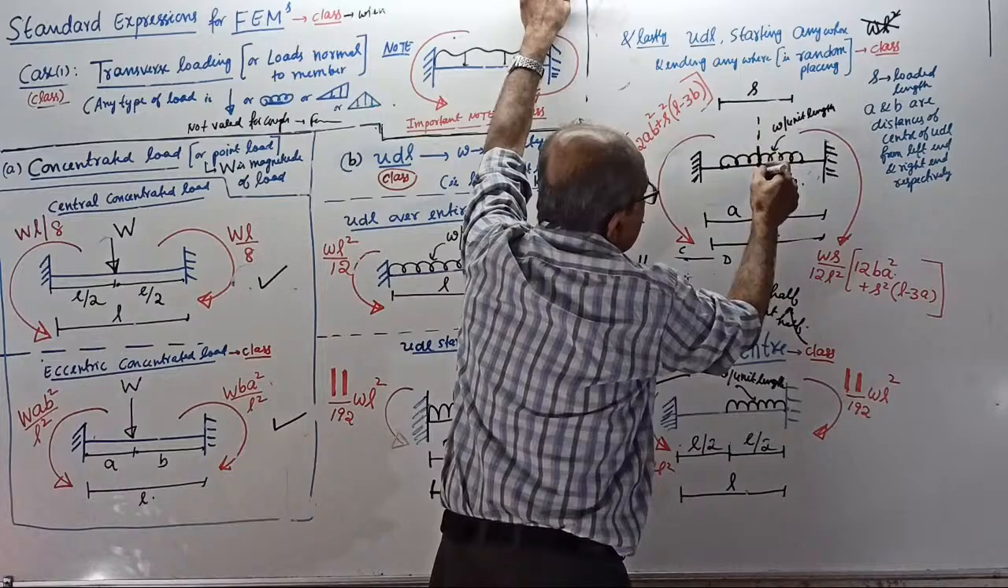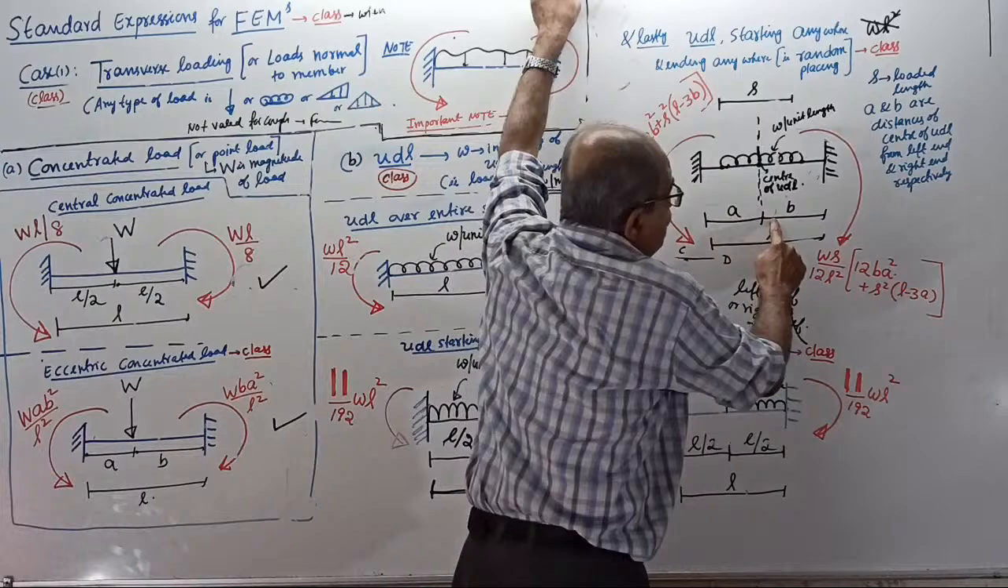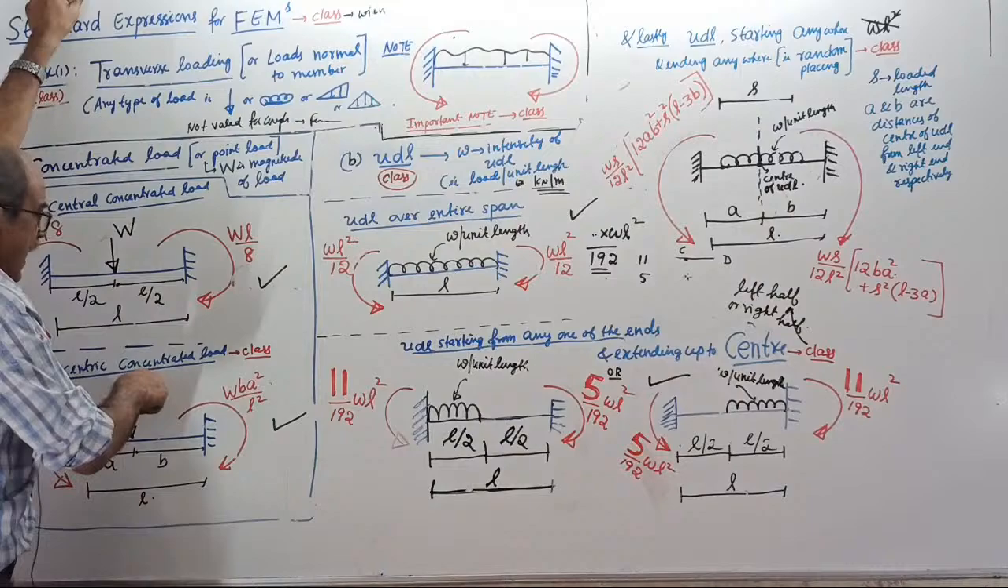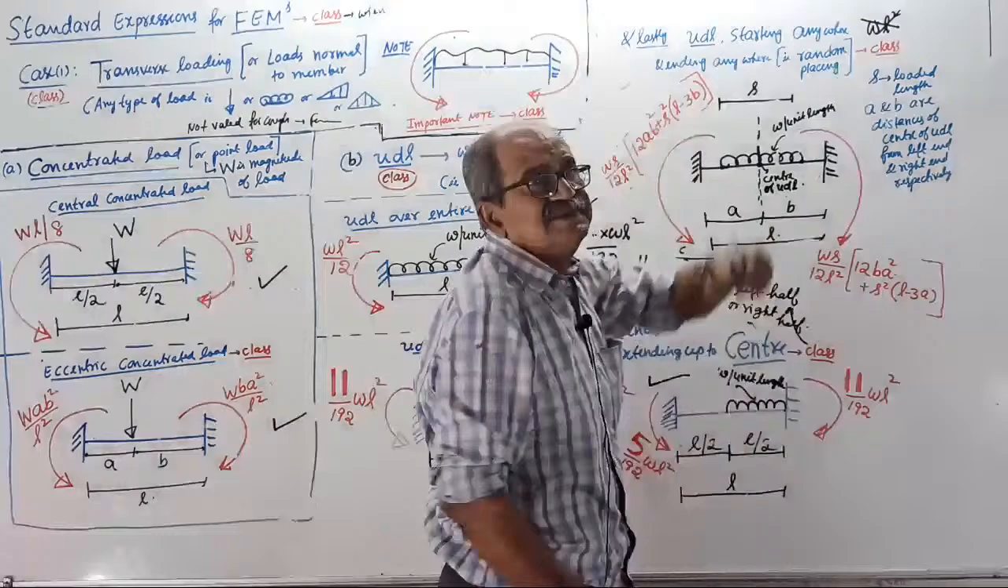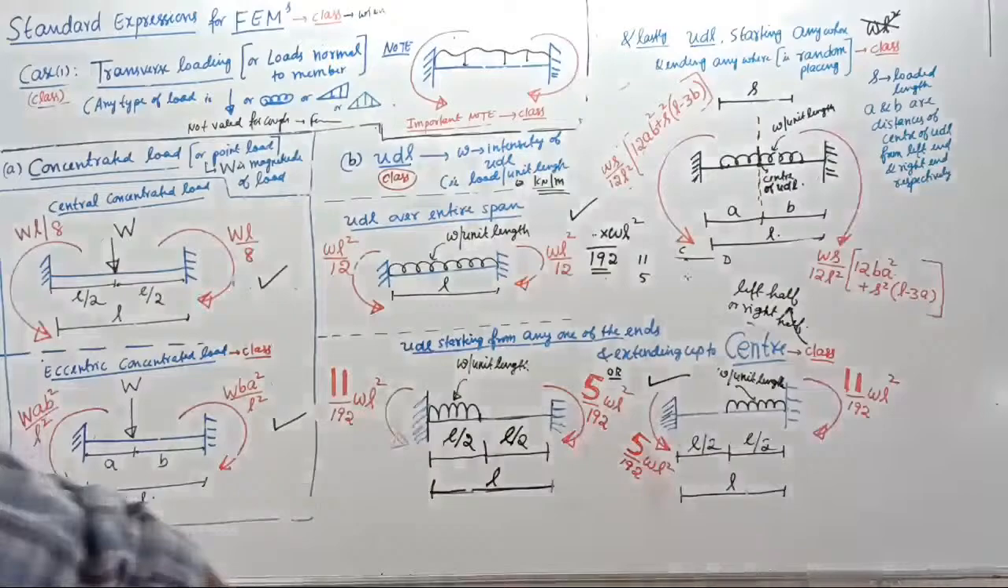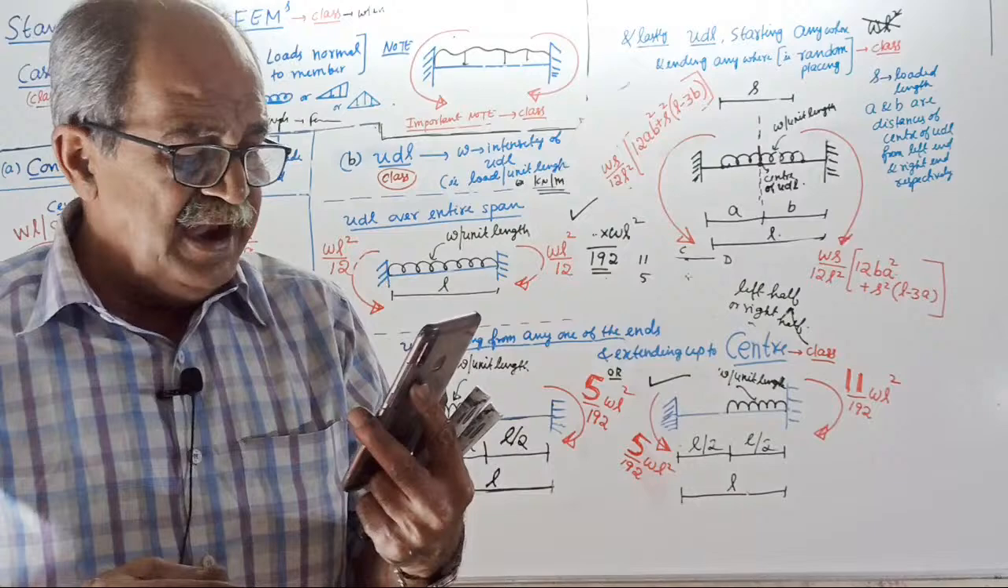Now, the center of the UDL, where the resultant load will pass, let it be A from the left end and B from the right end. Remember, for point load, A and B are where the point load is acting. Here, A and B are where the resultant load is acting. Clear? You should write: A and B are where the resultant UDL is acting through the center. What is A and B? I told, where the resultant load is passing.